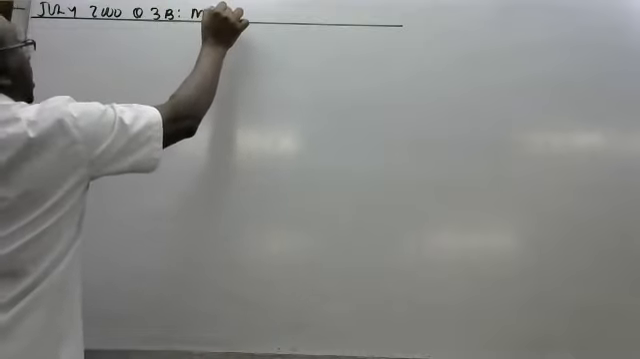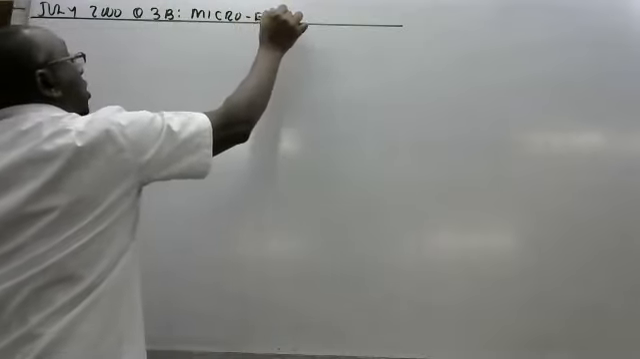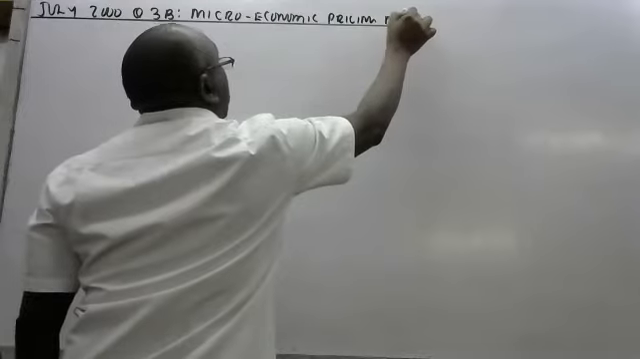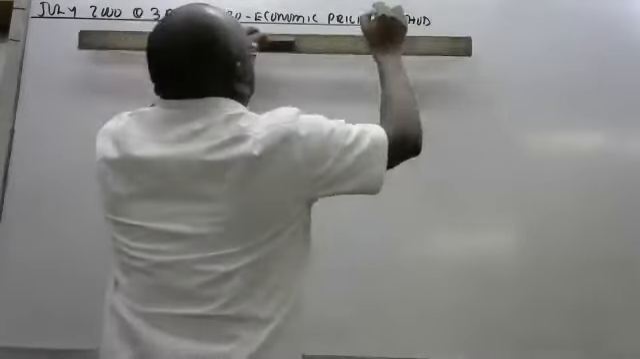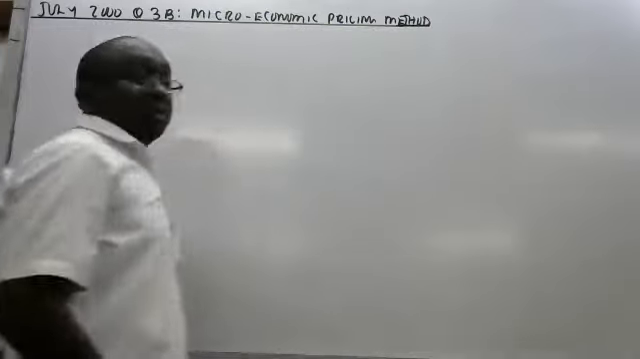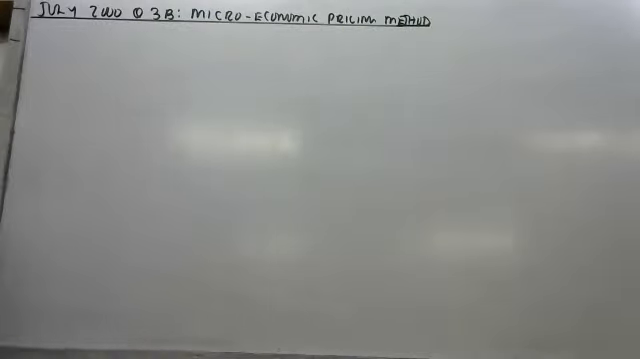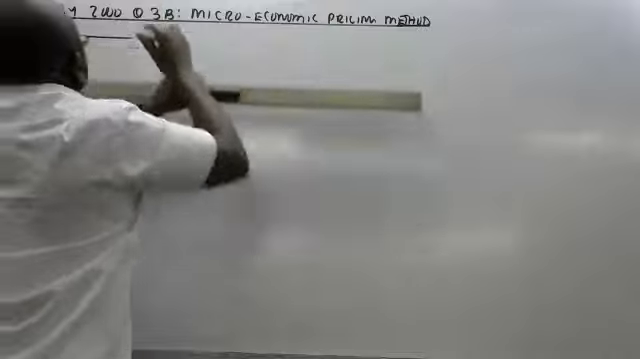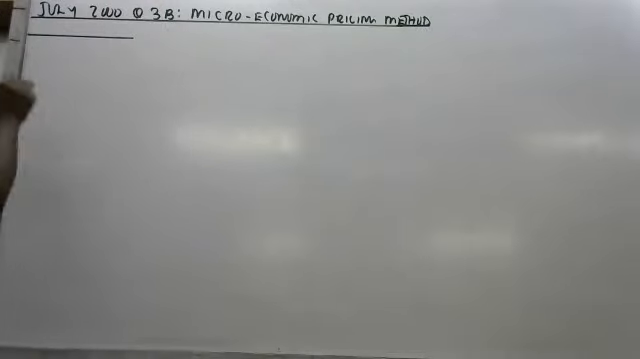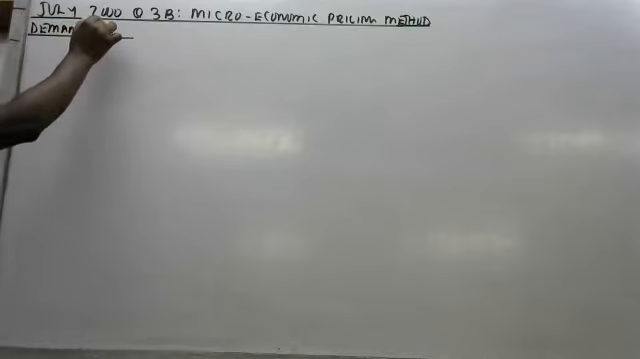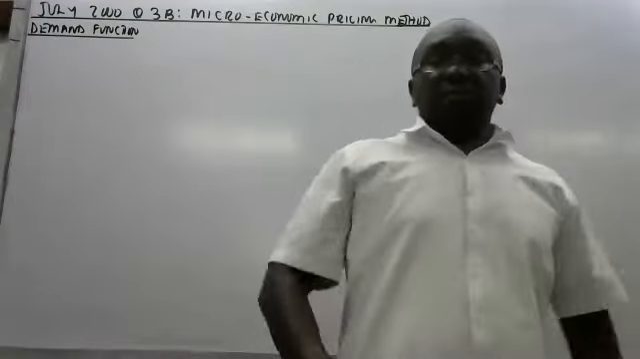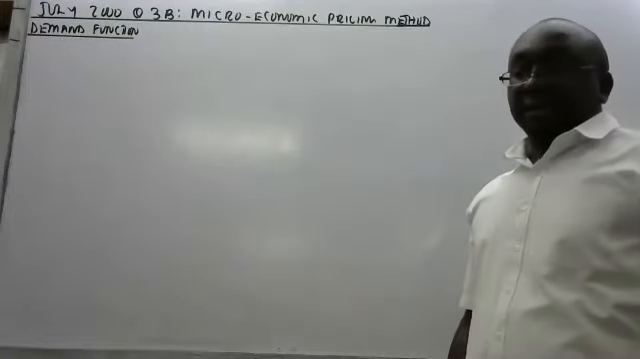Now, this one, I wanted to remind you what we call microeconomic pricing methods. That is what I wanted you to remember. When you are in a microeconomic pricing method, the key thing is what we call the demand function. The demand function is the one that shows us the relationship between units and prices.